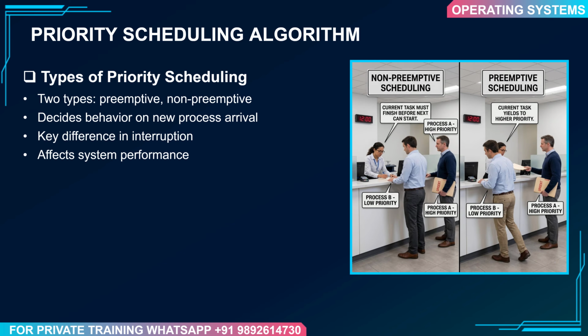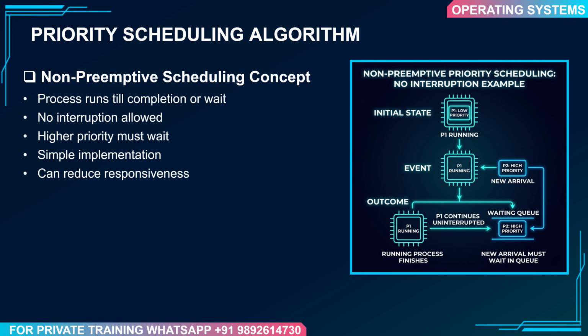Now, priority scheduling can be implemented in two ways: preemptive and non preemptive. These two approaches decide what happens when a new process arrives while another one is already running. This is where things get interesting because the behavior of the system changes significantly. In non preemptive priority scheduling, once a process starts executing, it continues until it finishes or goes into a waiting state. Even if a higher priority process arrives in the middle, it has to wait. The currently running process is not interrupted. This makes the system simpler and easier to manage, but it can sometimes lead to delays for important tasks.